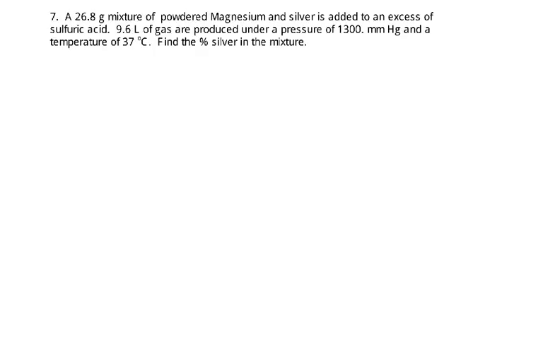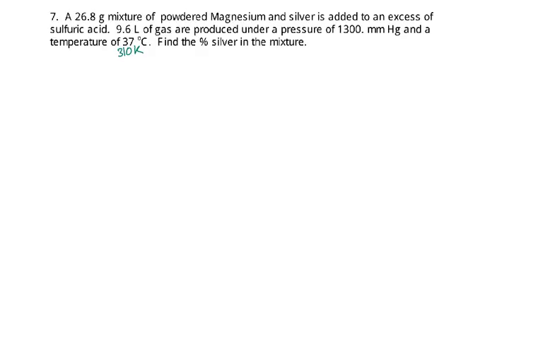Number 7 is next. A 26.8 gram mixture of powdered magnesium and silver is added to an excess of sulfuric acid. 9.6 liters of gas are produced under a pressure of 1300 millimeters of mercury and a temperature of 37 Celsius. Let's convert that to Kelvin. That would be 310 Kelvin. We want to find the percent silver in the mixture.